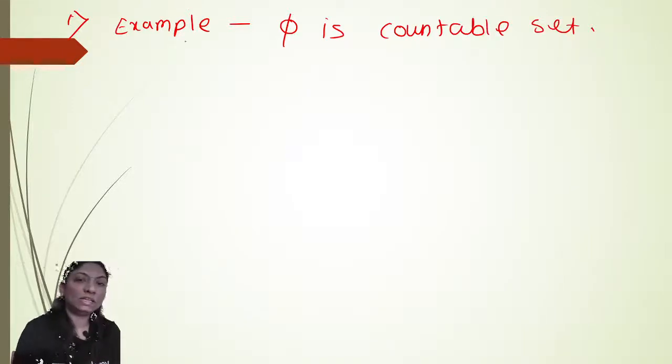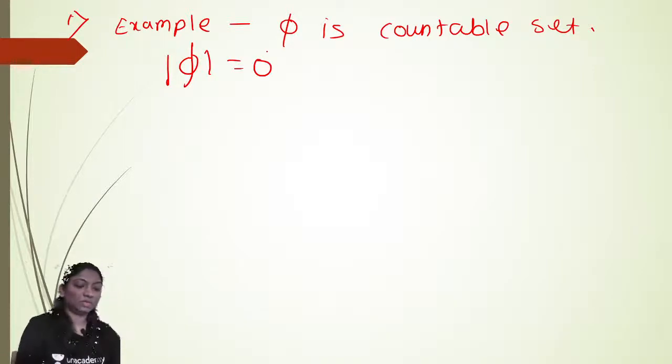Okay? That is, the cardinality of phi is equal to 0. Therefore, it is a countable set. Phi is a countable set, and then set A is countable.